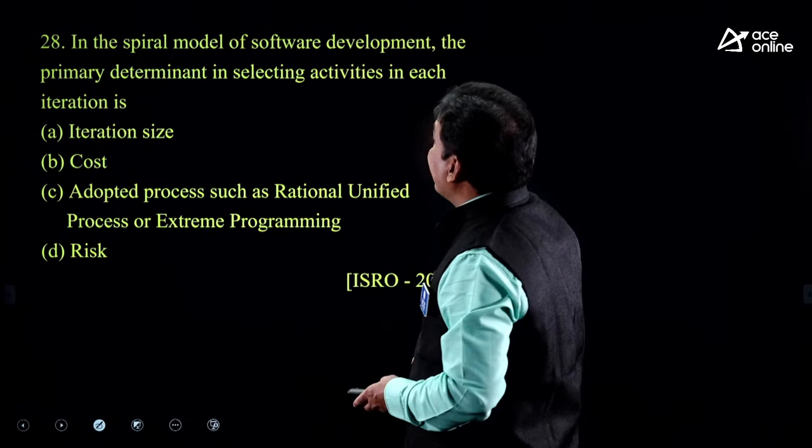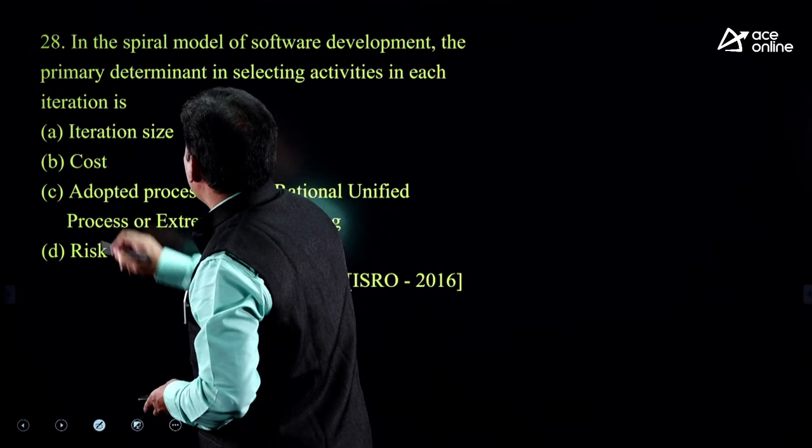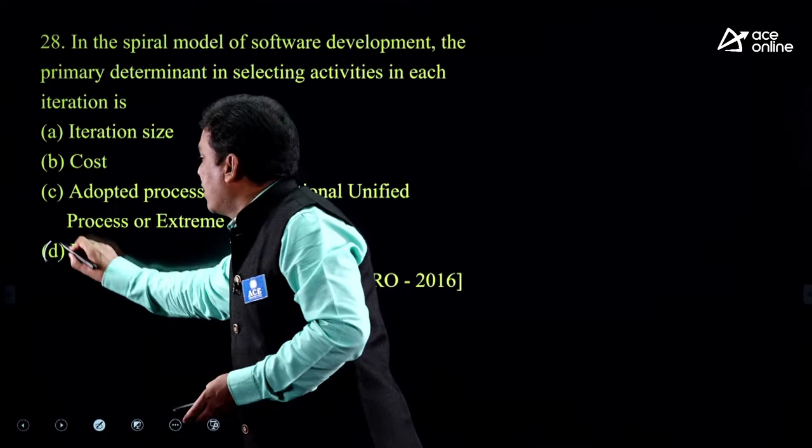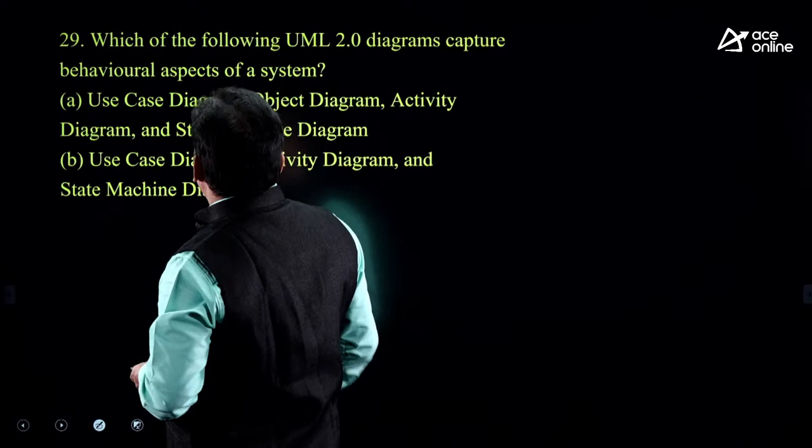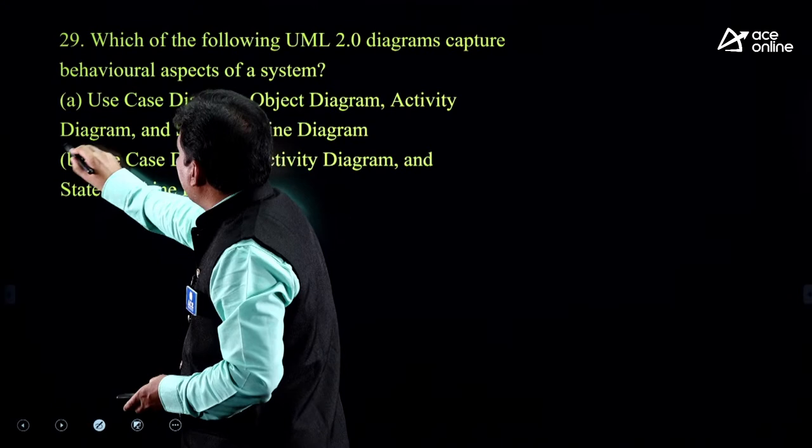So next question, in the spiral model of software development, the primary determinant in selecting activities in each iteration is what here? Iteration size, cost, adapted process such as rational unified process, risk. Risk is the answer. And coming to which of the following UML 2.0 diagrams captures the behavior aspects of the system. So which diagram captures behavior here? We already identified: use case diagram, activity diagram, state machine diagram. Answer is B, right?